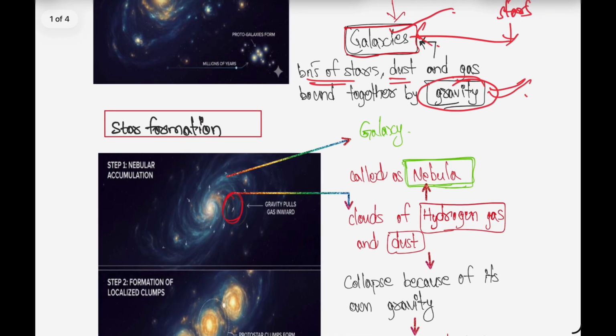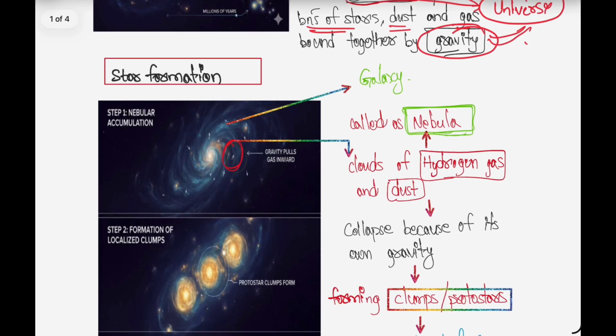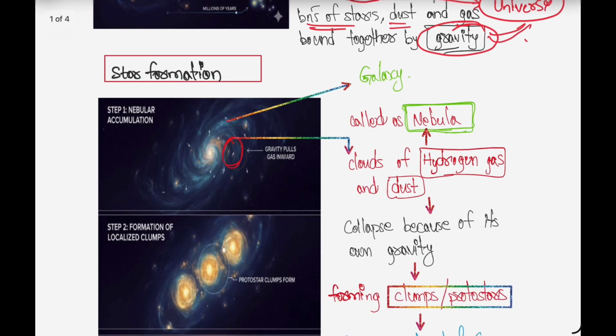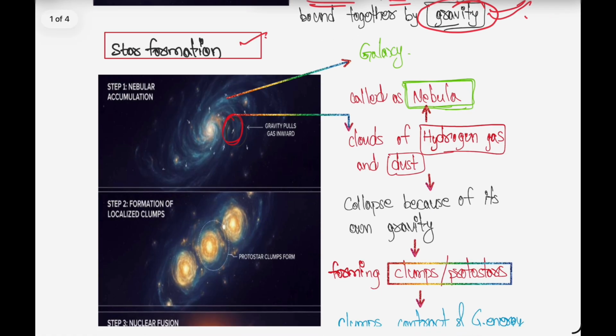And these galaxies, a various number of galaxies, come together to form the universe, right? So that is the concept of the universe and galaxy. So how, specifically, regarding the star formation or the origin of a star?